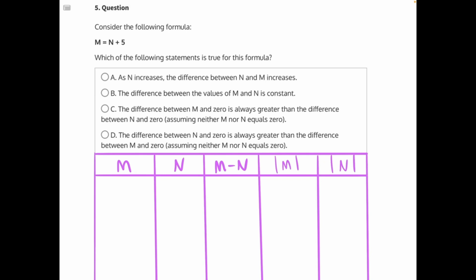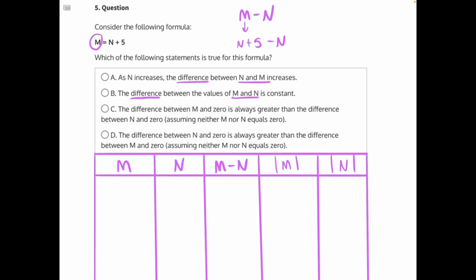One way, the fastest way, is if you notice that these first two answer choices are talking about the difference between m and n. So you could start by taking that difference. Difference in math means to subtract, so to subtract m from n. When you do this, m is equal to n plus 5, so you can substitute n plus 5 in for m and then solve, now that we have one variable in the expression.